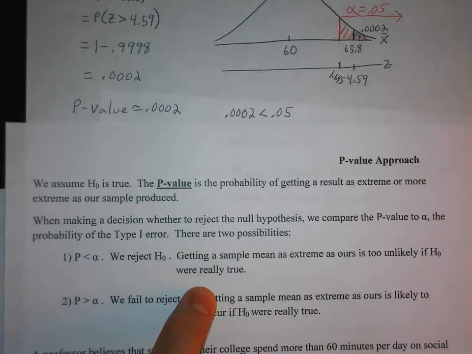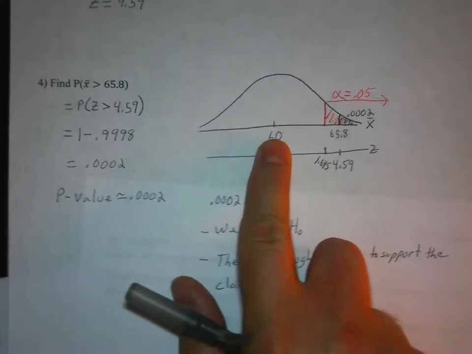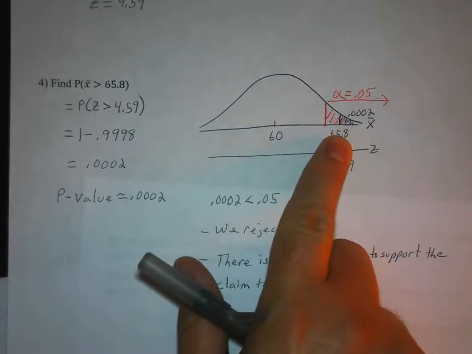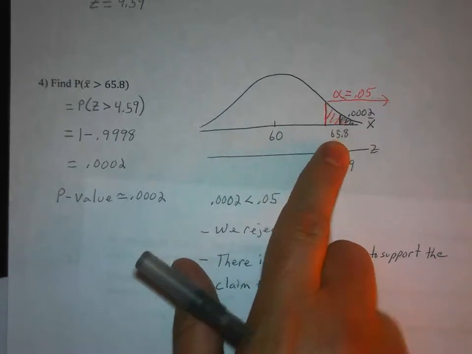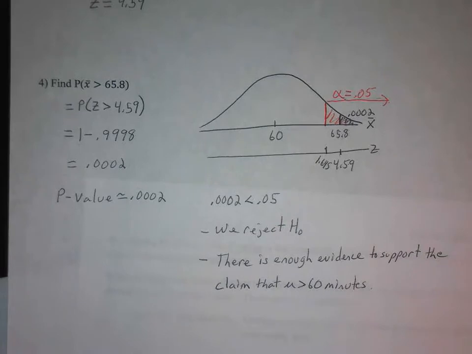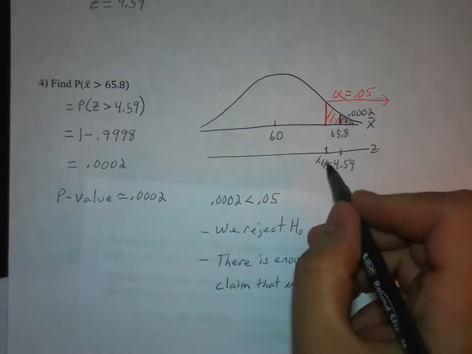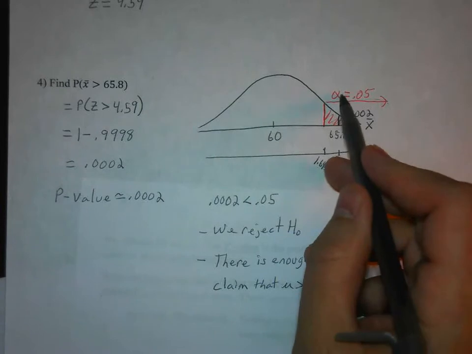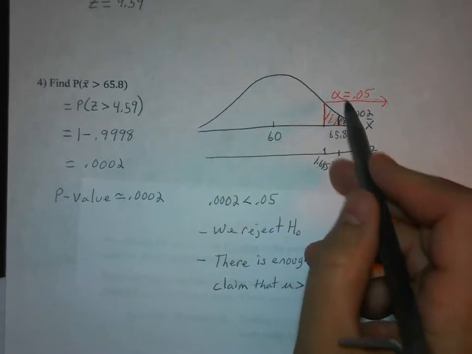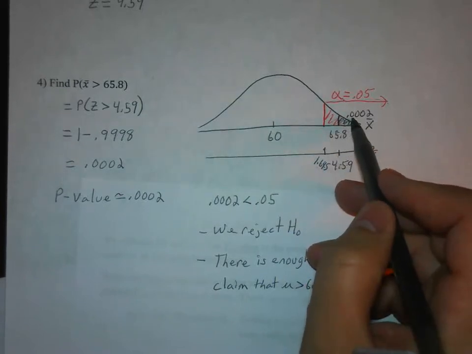Getting a sample mean as extreme as ours is unlikely to happen if H0 were really true. So if the mean really was here at 60 in the center, then getting 65.8 would be very unusual. So that means we reject H0, and there is enough evidence to support the claim that mu is greater than 60 minutes. So again, rather than compare these z-scores for our rejection region, we're just comparing probabilities, the p-value, which is 0.0002, to alpha.